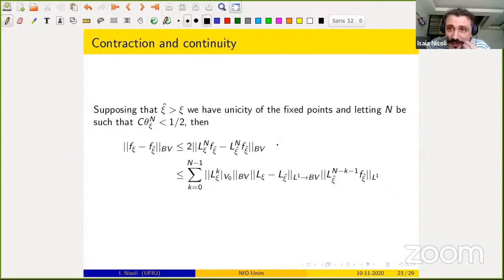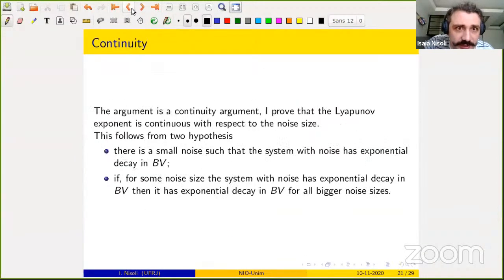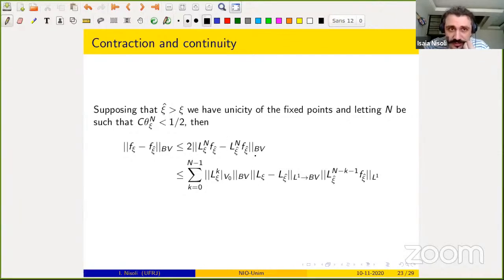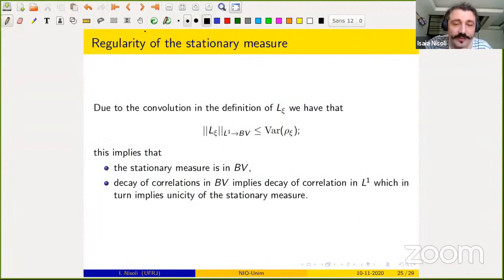But if we have mixing, I think I put a slide. This is a slide that I should have shown before. Due to the convolution in the definition of LXC, LXC is a bounded operator from L1 to BV. So it takes all the functions in L1, and in one step they are sent into functions in BV. And this in particular tells us that if we have a stationary measure, it is in BV. And if we have decay of correlations in BV, we have decay of correlation in L1, which in turn implies uniqueness of a stationary measure.